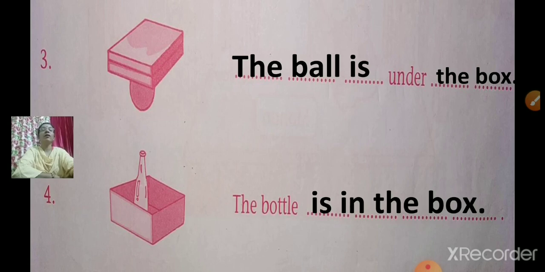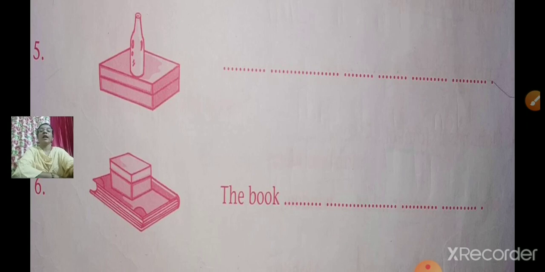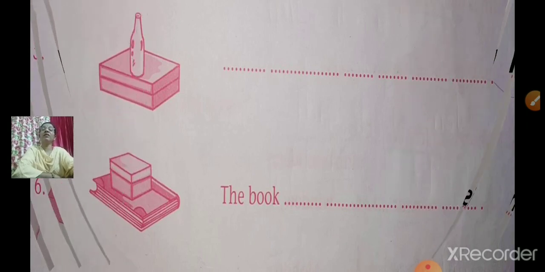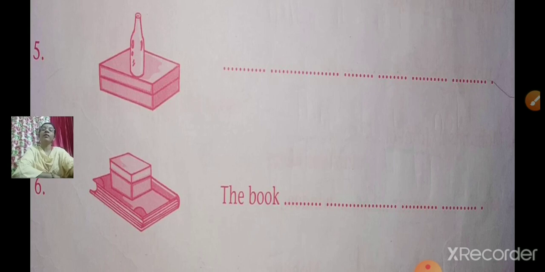Third one, the ball is under the box. Fourth one is, the bottle is in the box. Understood? We'll move to the next question. Number 5. Here nothing is given. You are going to complete this full blanks.